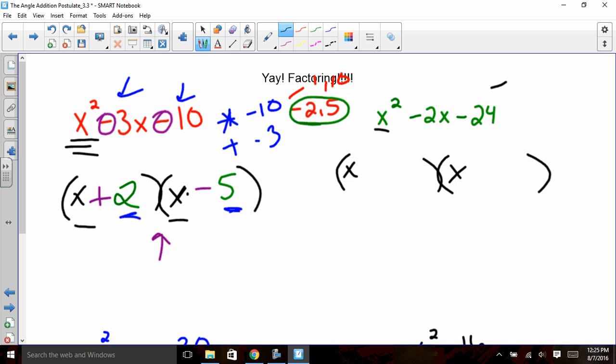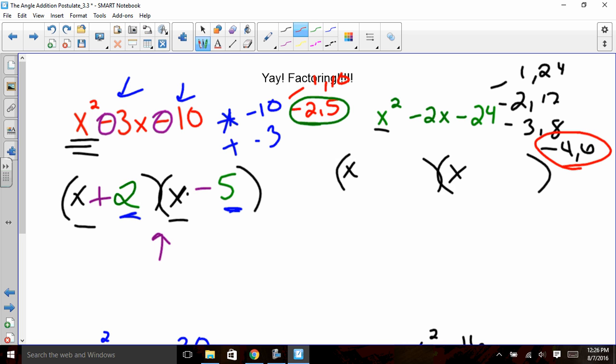All right, let's look at my factors of 24. I've got 1 and 24, 2 and 12, 3 and 8, and 4 and 6. Will one of those give me 2? You might have spotted it right away, the last one. 4 and 6.